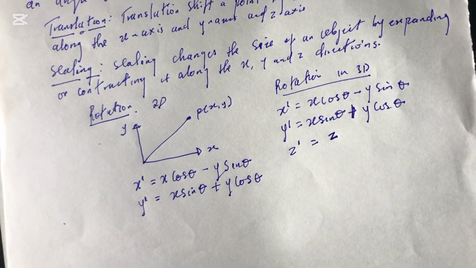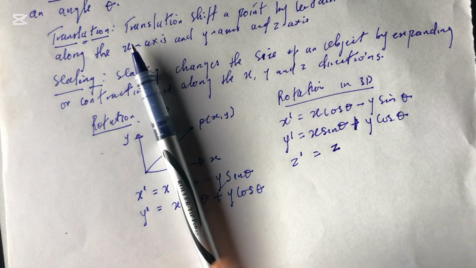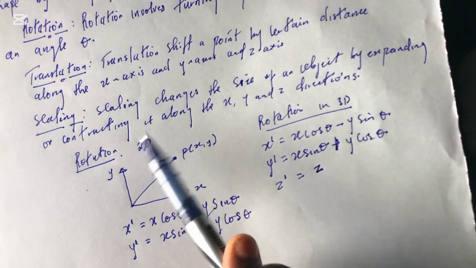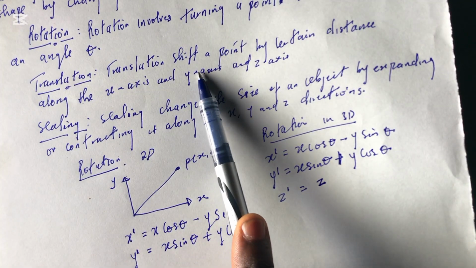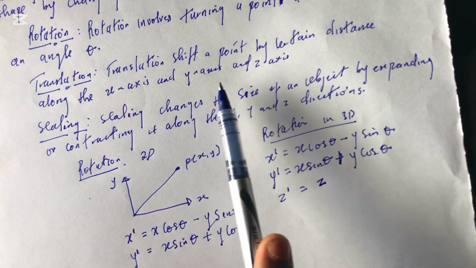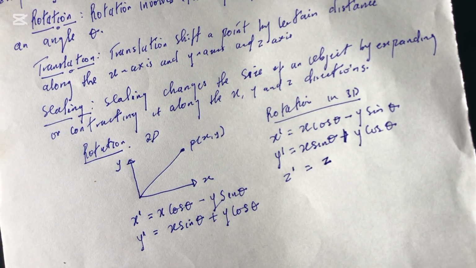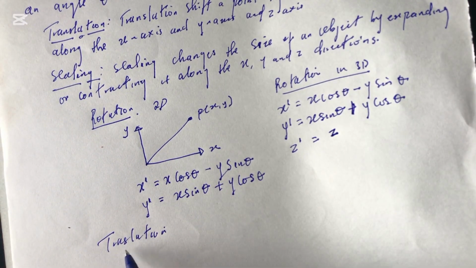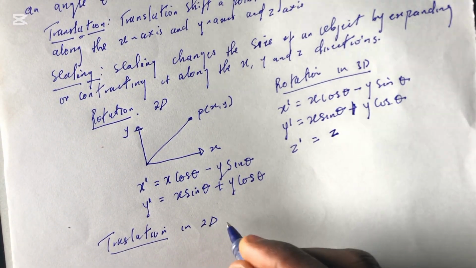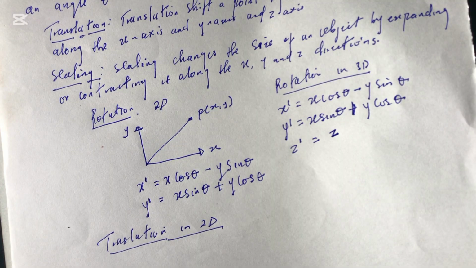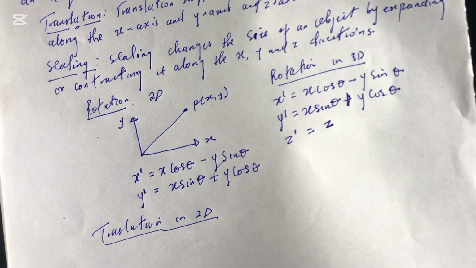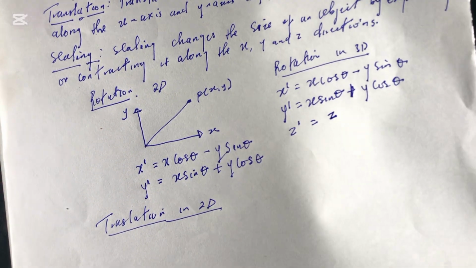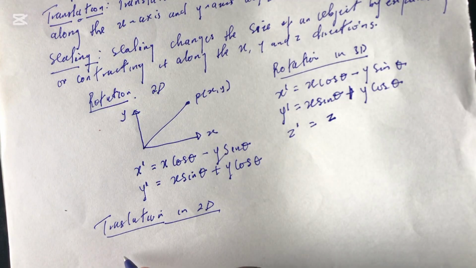The next one is talking about translation. So what can we do about translation? From the definition, they mentioned earlier that translation shifts a point by a certain distance along the x, y, and z axis. Now for translation in two dimension, since they are talking about shifting a point by a certain distance, translation is something that is linear.